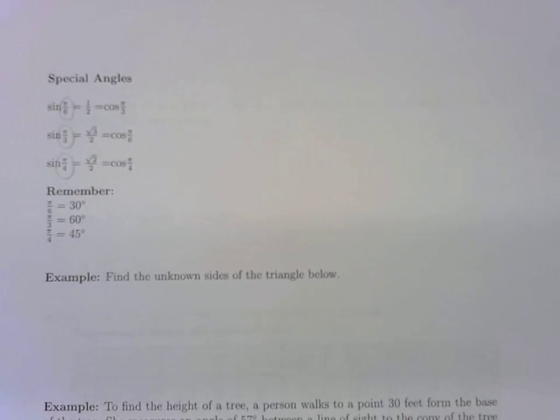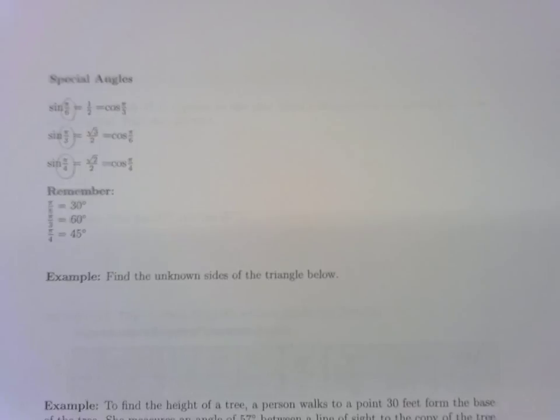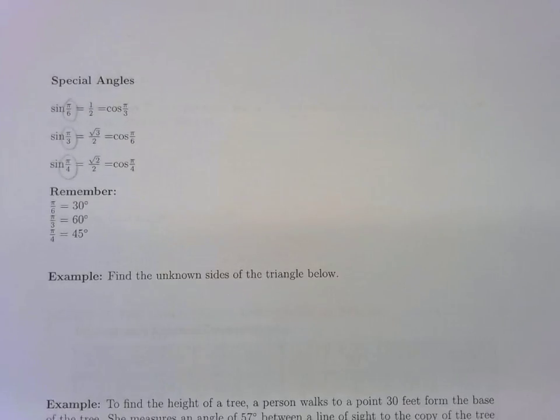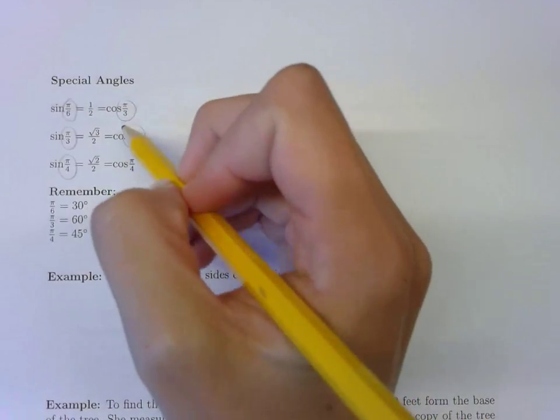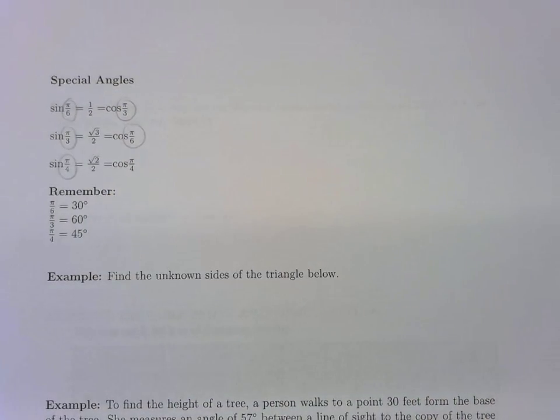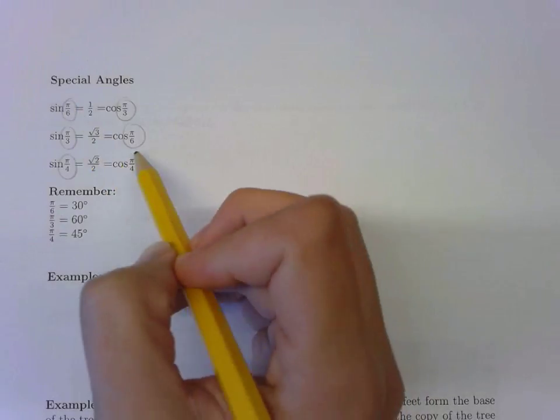We have that sine of pi over 6 is 1/2, which is also the same as cosine of pi over 3. We also have that sine of pi over 3 is the square root of 3 over 2, which is the same as cosine of pi over 6. Notice that these have just flipped. Sine of pi over 4 is equal to the square root of 2 over 2, which is equal to cosine of pi over 4. So those are actually the same.